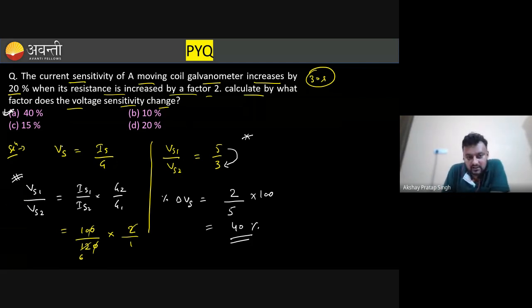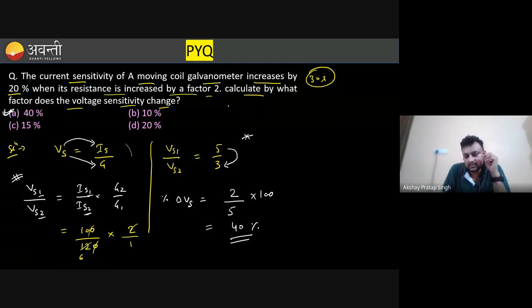What is this? This is voltage sensitivity. You can learn this from right now: voltage sensitivity is directly proportional to the current sensitivity. That means if I take the first case of Vs, I should take the first case of current sensitivity. Both will be on the numerator side: Vs1 and Is1, and Vs2 with Is2. Now voltage sensitivity is reciprocal to G. That means where in the numerator I write Vs1, I will write G2. That means it is inversely proportional.